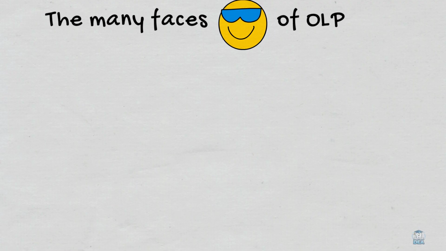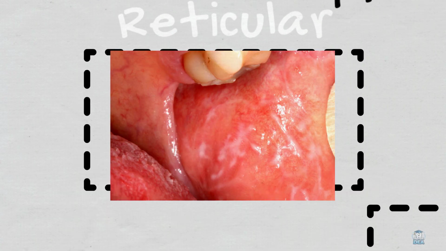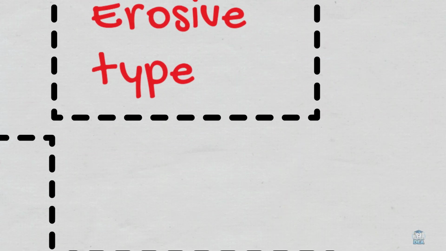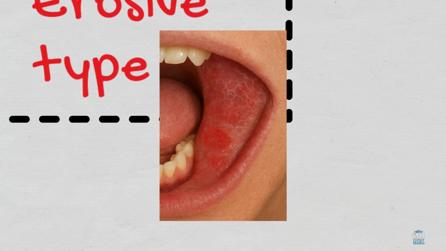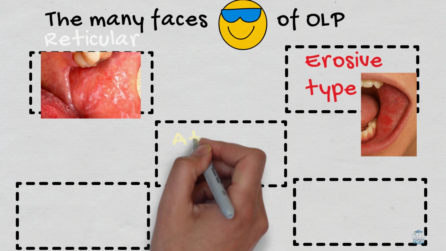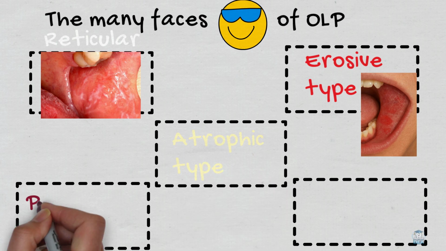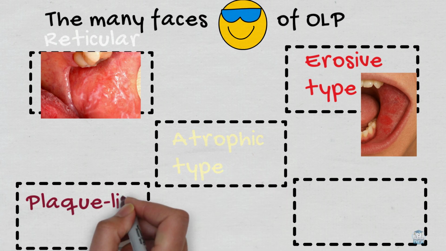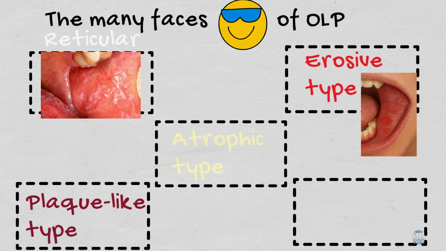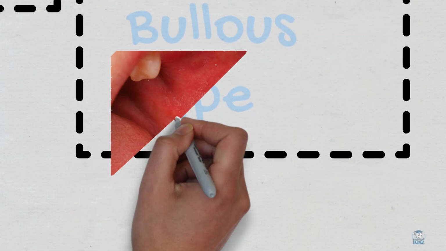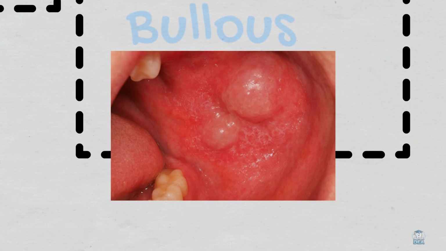It wears many disguises. The reticular type shows delicate white lace-like lines and is the most common. The erosive type looks red and ulcerated, and it's quite painful. The atrophic type shows thinning mucosa with redness. The plaque-like type appears as thick white patches that mimic leukoplakia. And finally, the bullous type forms blisters that easily rupture.